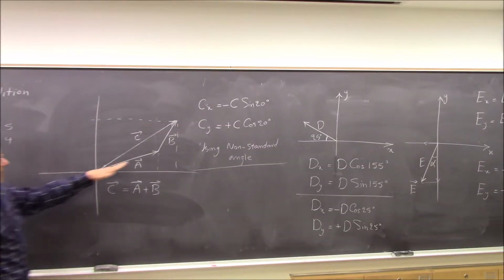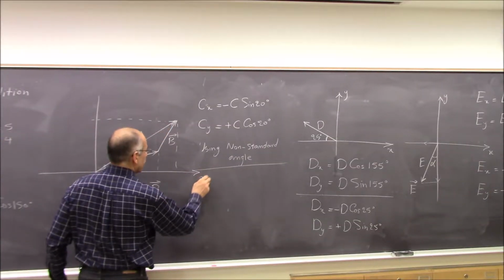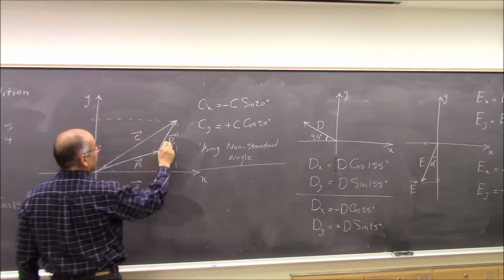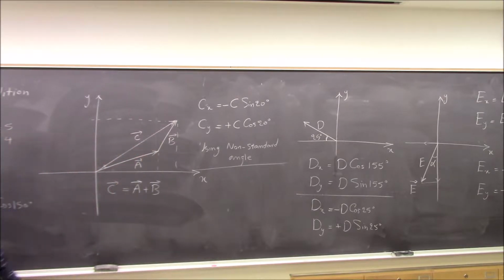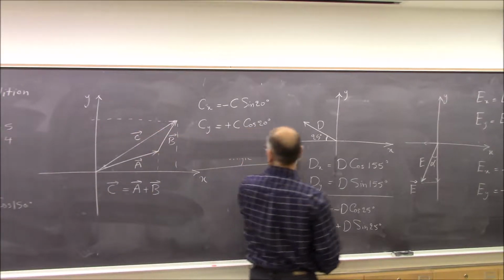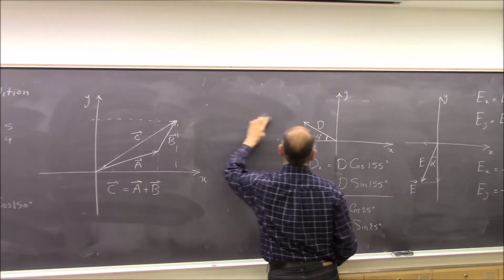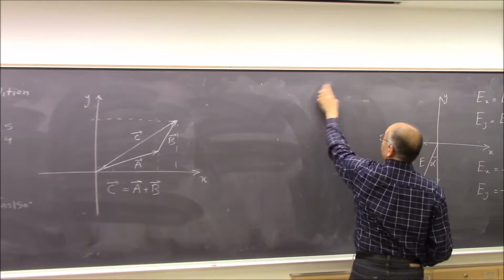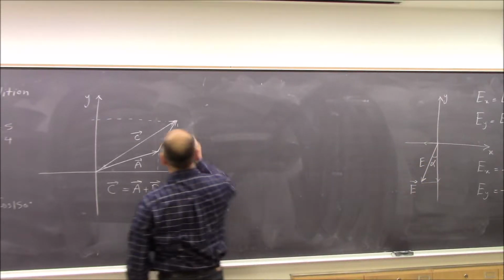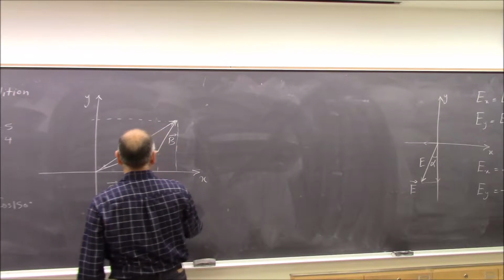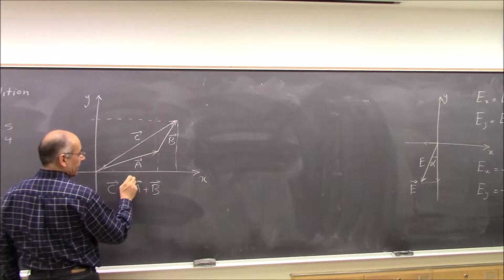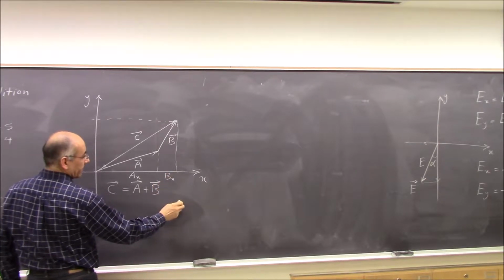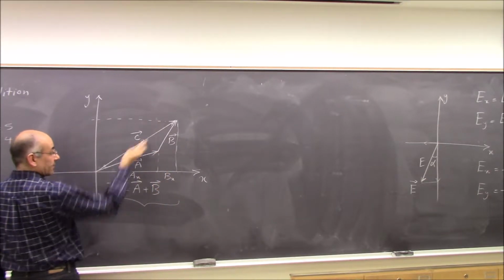Suppose we have this A and B in the coordinate system, x and y, and C is the sum of A plus B. We want to find C, magnitude and direction. Then, if you look at the components here, this is component AX. This one is BX. And from here to here, if you look at C, this is CX.